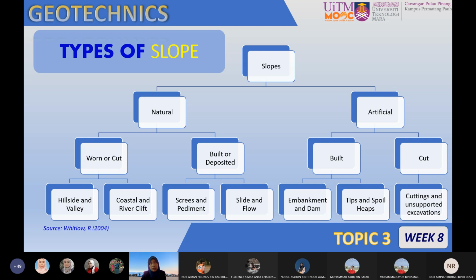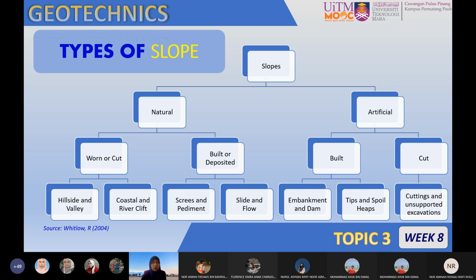A simple way to think of it is that if the slope is in its original condition, we can say it is a natural type of slope. And then when we do some construction near or on the slope surface, it has changed to a man-made slope, where we have made some changes to the slope geometry. So this is an easier way to differentiate the types of slope, whether natural or artificial.